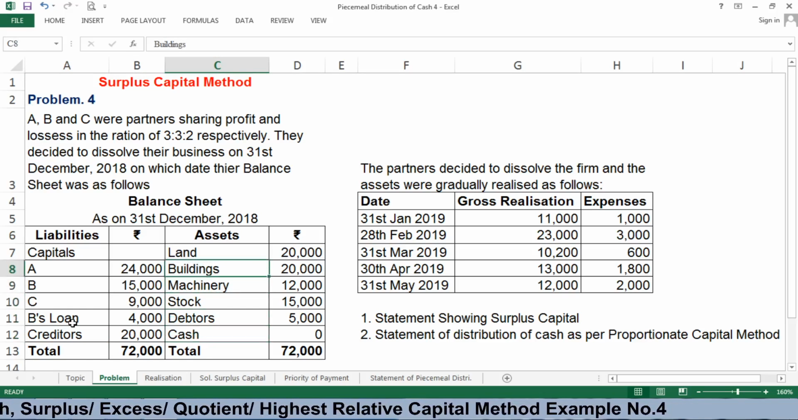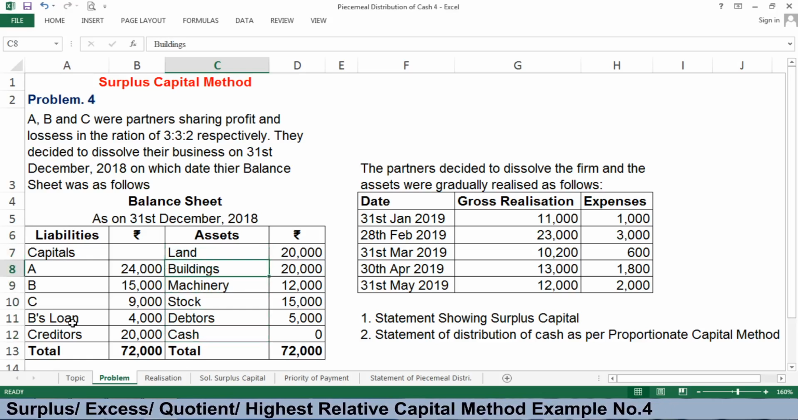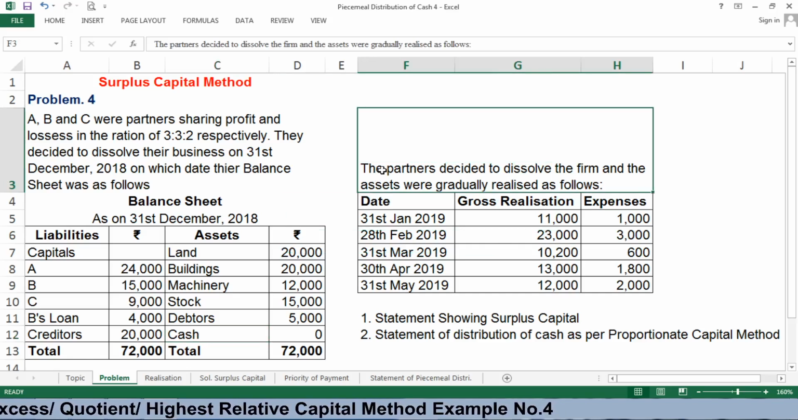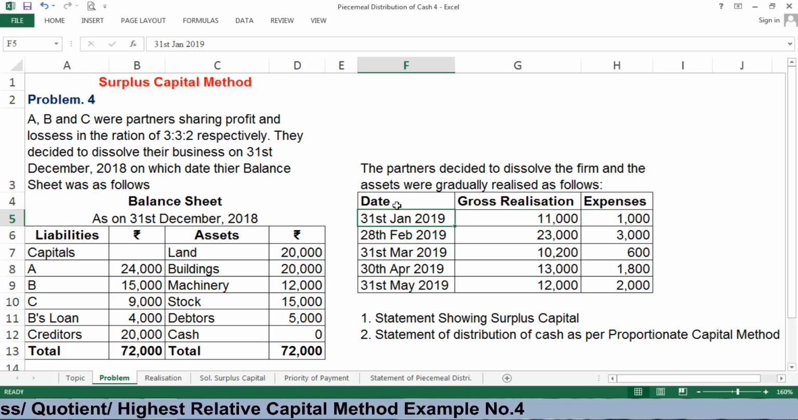With that we have some assets: land and building, machinery, furniture, stock, debtors and cash. Cash is 0. That means there is no cash, so on the first day we don't have a single rupee. It simply means that we are totally dependent on first realization. After the balance sheet we have some adjustment. The partners decided to dissolve the firm and the assets were gradually realized as follows.